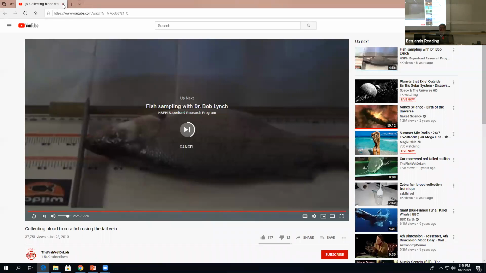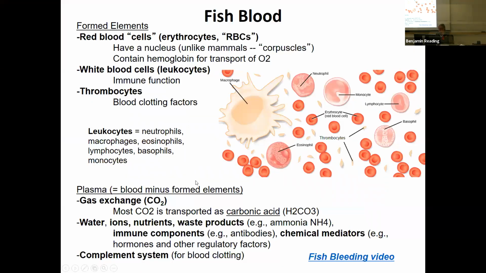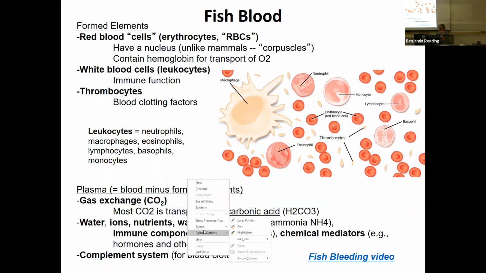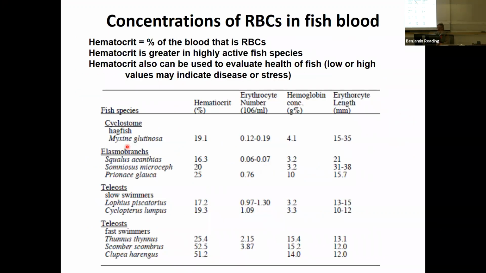So I have bled many a fish before, and that is very routine. It's actually very easy to bleed a fish right out of that caudal vein. So again, very similar to other vertebrates. We look at what we call the hematocrit. This is the concentration of those red blood cells in the fish blood, and it's usually expressed as a % of the blood. Hematocrit is greater in highly active fish species.